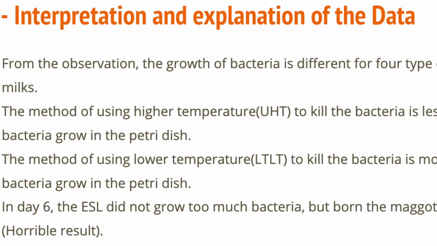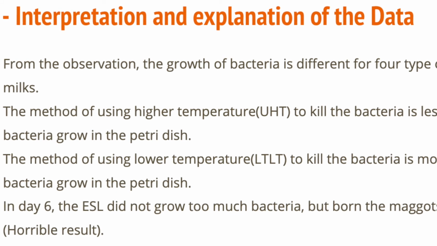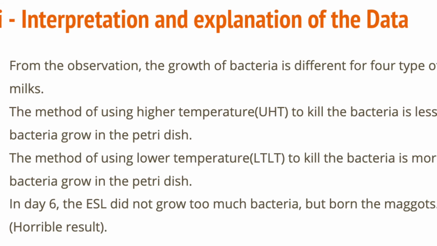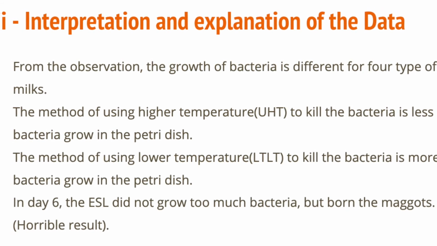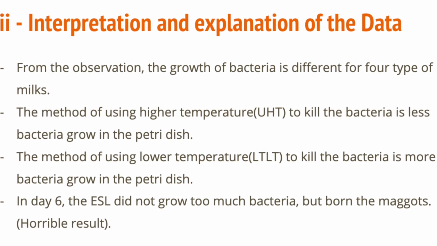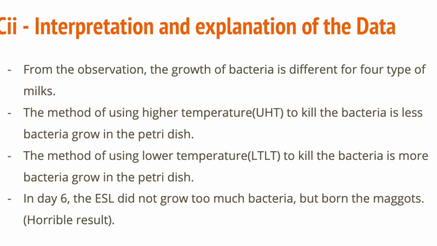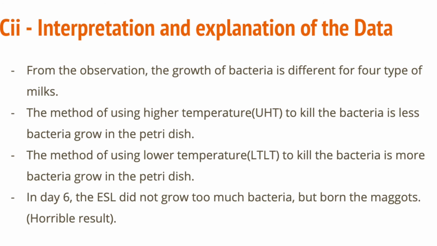After the experiment, the growth of bacteria is different for 4 types of milk, and the method of using higher temperature to kill the bacteria results in less bacterial growth in the petri dish. The method of using lower temperature to kill the bacteria results in more bacteria growing in the petri dish.